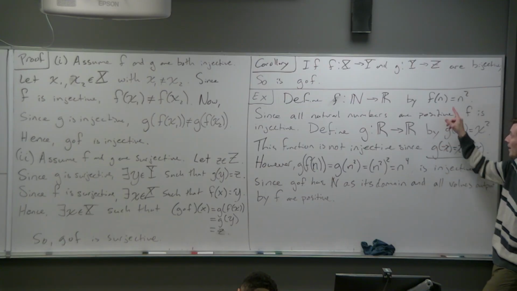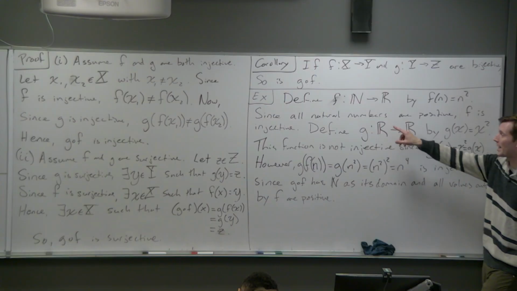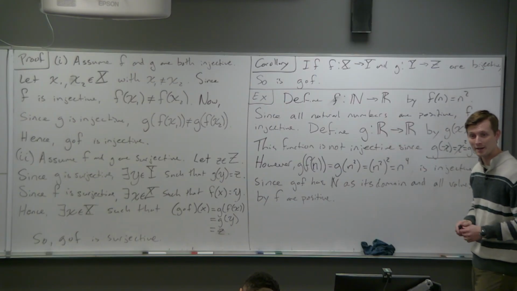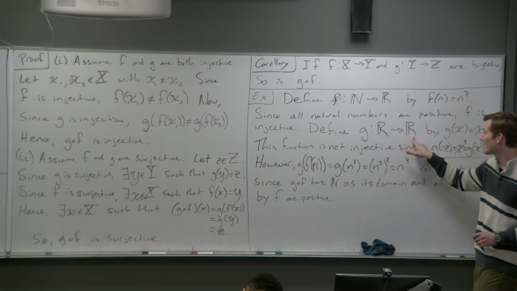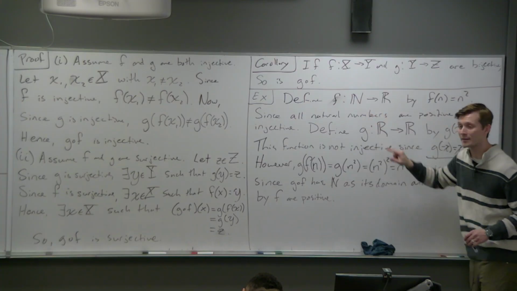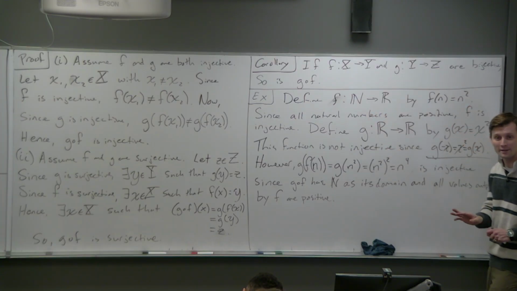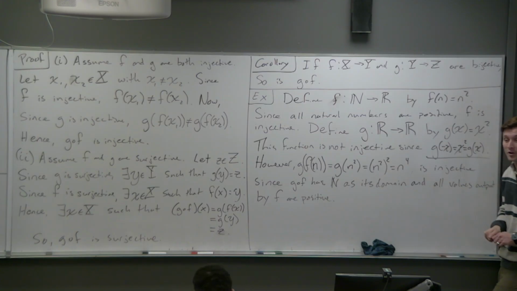Even though f and g agree at every single natural number, they are not the same function. G is defined on a larger set. They have the same codomain, but different domains. So doing the exact same thing, different function if it's on a different set. Does that make sense? Okay, cool. And that can change whether or not it's injective.